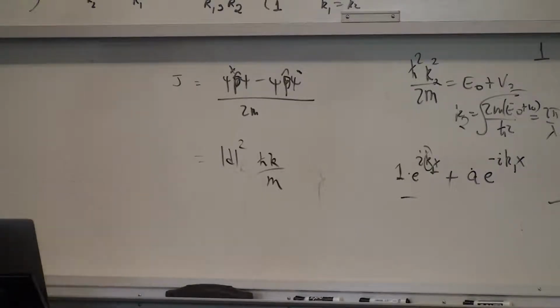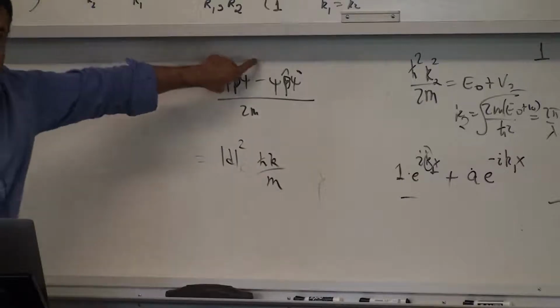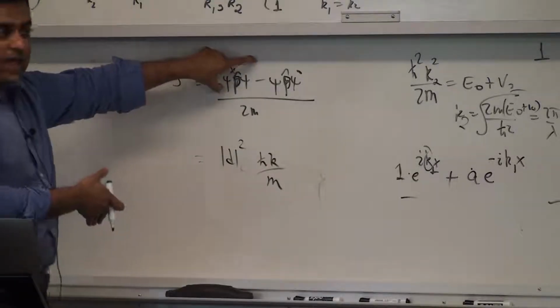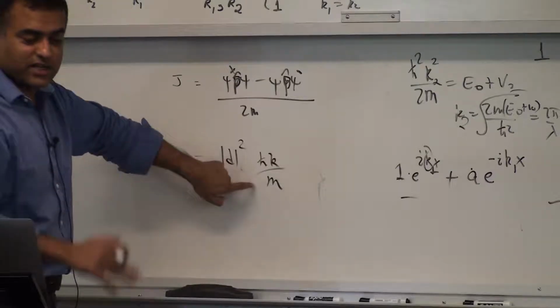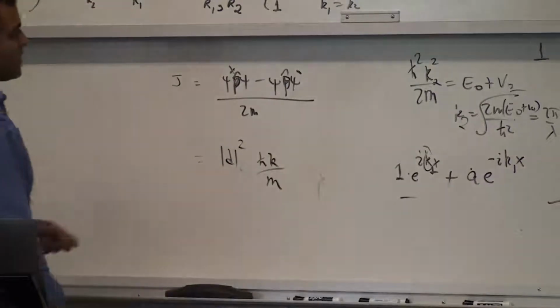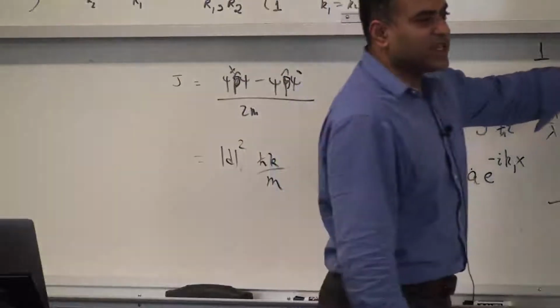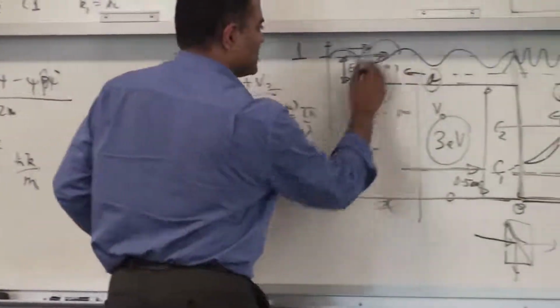Does it make sense? And you can evaluate it. Just like you said, you can plug it in, and it's good to check, and you should get this in the end. So this is the net current. What about the current coming in from the left? Or rather, sorry, what is the net current here?